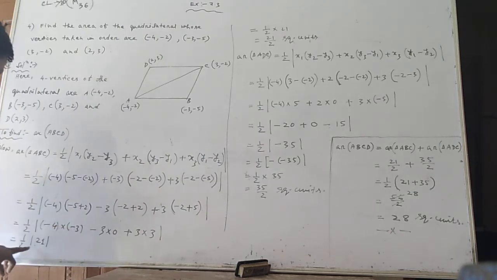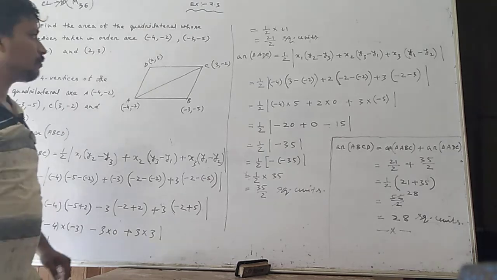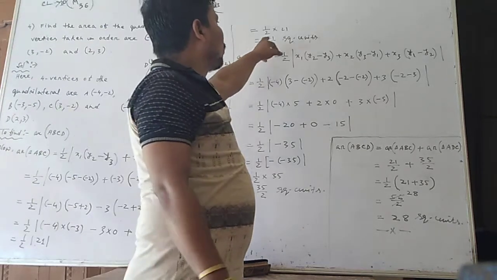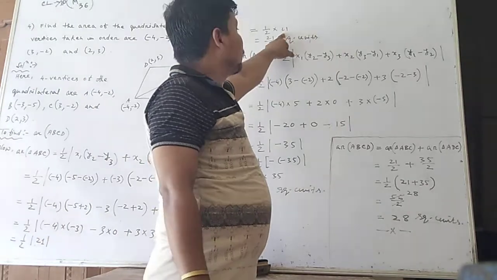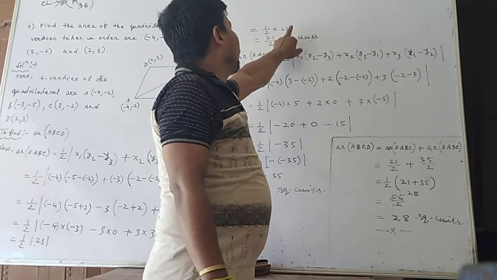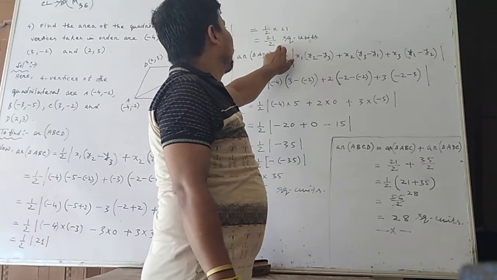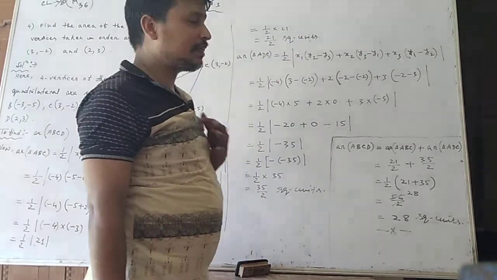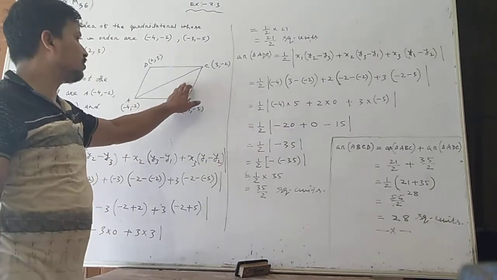That means the final answer is what here? Here it is half mod 21. Then the mod of 21, 21 is positive, so the modulus of a positive number is written as a positive number. So 21. So the area is 21 by 2 square units. That is the area of triangle ABC.